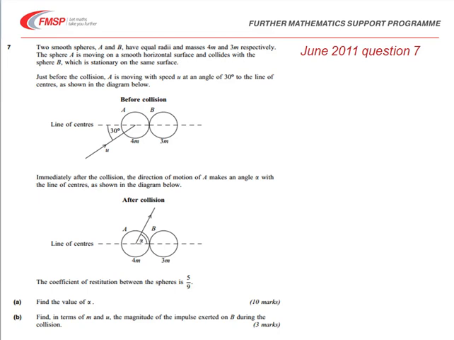After the collision, A moves off at an angle of alpha to the line of contact, the line of centres, and we're told that the coefficient of restitution between the spheres is 5/9. So in other words, the information as given in the two diagrams. The question simply says find the value of alpha, and then having done that, find in terms of m and u the magnitude of the impulse exerted on B during the collision.